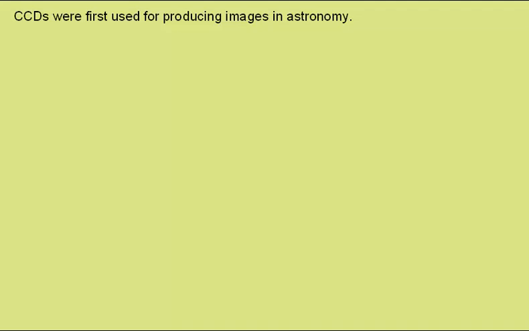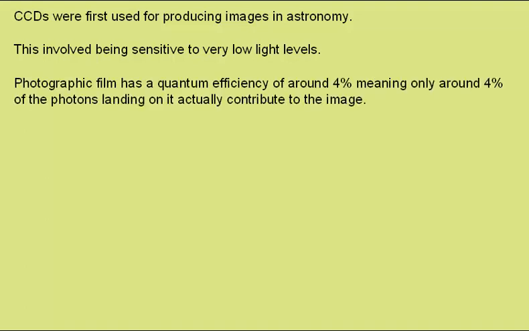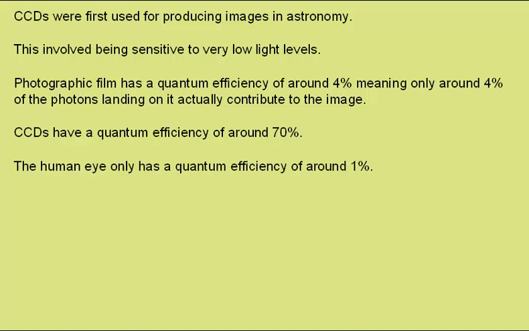CCDs were first used for producing images in astronomy. This involved being sensitive to very low light levels. Photographic film has what is called a quantum efficiency of around 4%. This means that only around 4% of the photons landing on the film actually contribute to producing the image. CCDs, on the other hand, can have a quantum efficiency of around 70%. The human eye only has a quantum efficiency of around 1%.